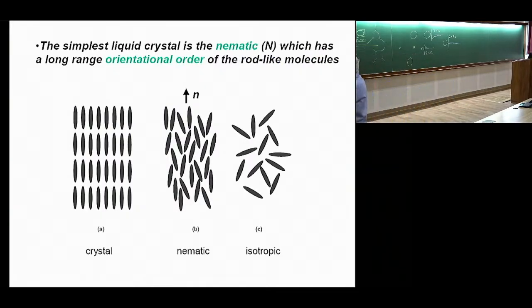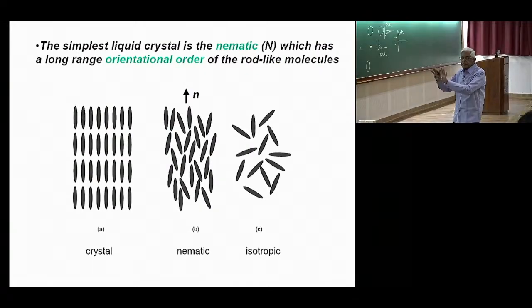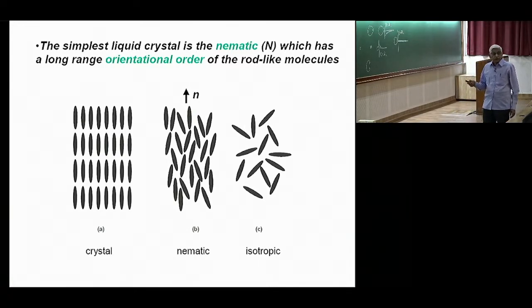So this is the cartoon picture that you always see, two-dimensional structure. The first one is a crystalline phase where you have, in this case, two-dimensional periodicity of the molecules. You heat it to some temperature and it melts. Merely because the molecules have the shape anisotropy, the liquid which forms has a spontaneous orientational order.